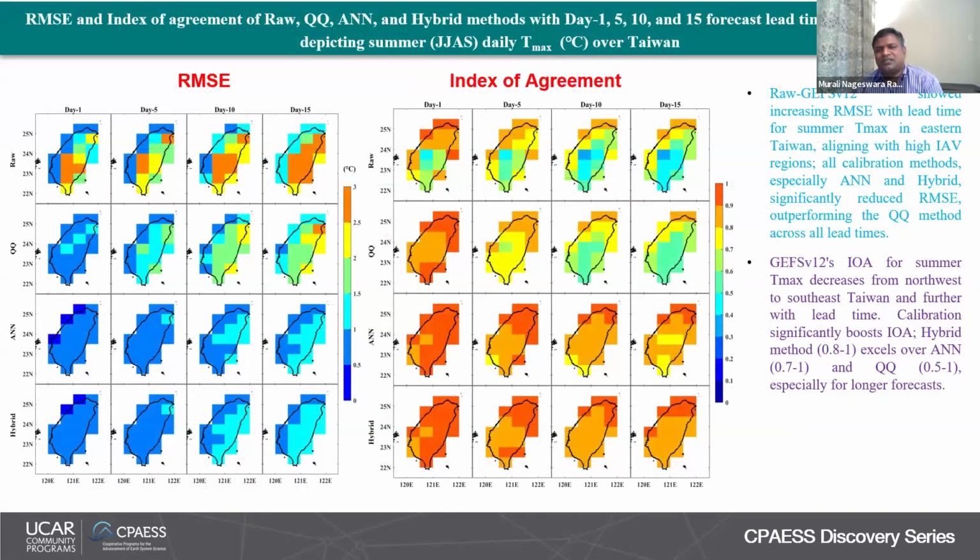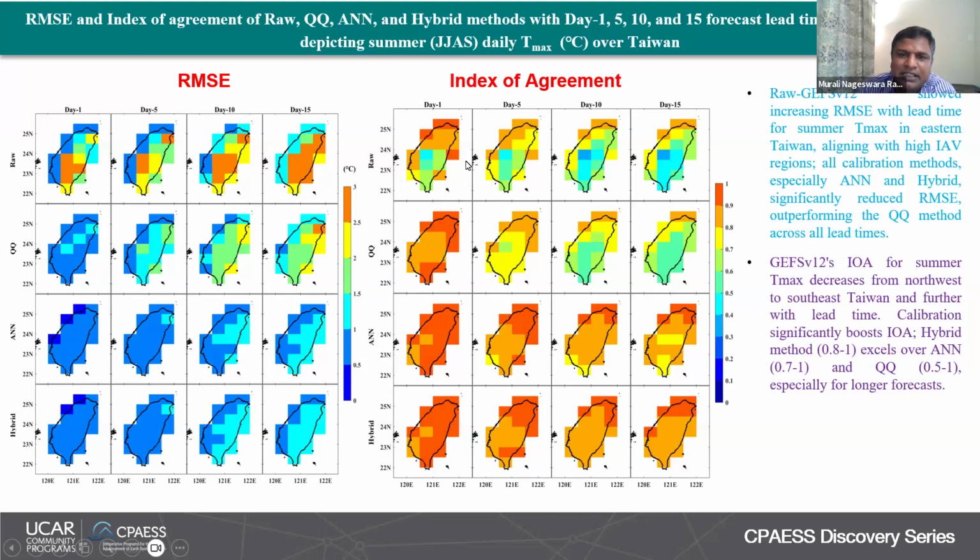And these are some plots I am showing to understand the spatial patterns. You can see spatially that the raw model has a large warm bias in the south and eastern parts for all the forecast lead times. All the calibration methods reduced that RMSE, but the reduction is greater particularly for the ANN case. The hybrid method is also very similar, but with slightly higher RMSE, and it is almost similar to the Quantile-Mapping method. With Quantile-Mapping, the RMSE also shows a large reduction when compared with the raw product.